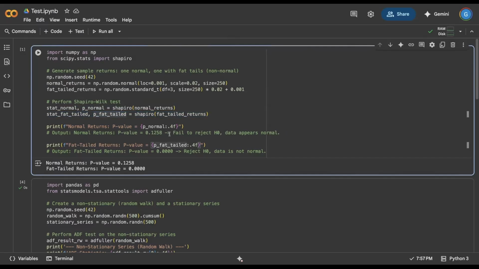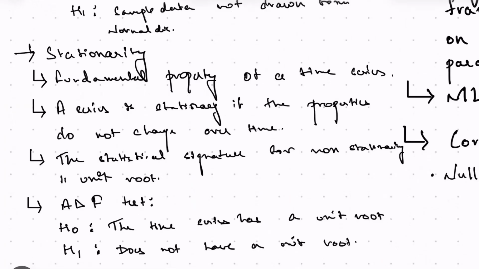Now, since the p-value is greater than 0.05, we fail to reject the H0 because data appears normal. And since the fat tail returns p-value is equal to 0.00, we reject H0 and data is not normal. Now let's look into stationarity.